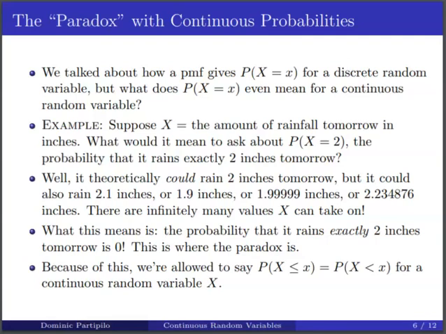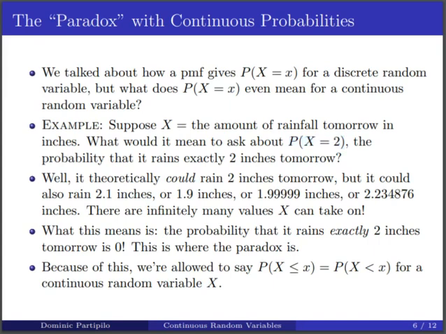So now let's talk about what I kind of like to call the paradox with continuous probabilities. We talked about how a PMF gives the probability that x is equal to x for a discrete random variable, but what if we were to ask that question with continuous random variables? The example that I've used a couple times in the past is the amount of rainfall tomorrow in inches. So what would it mean to ask about the probability that x is exactly equal to 2 inches?